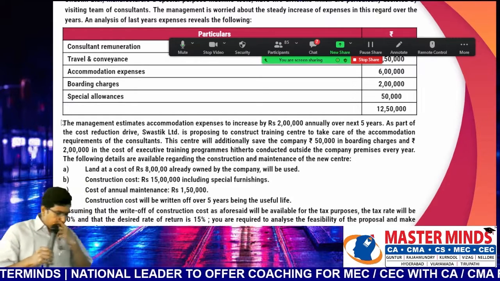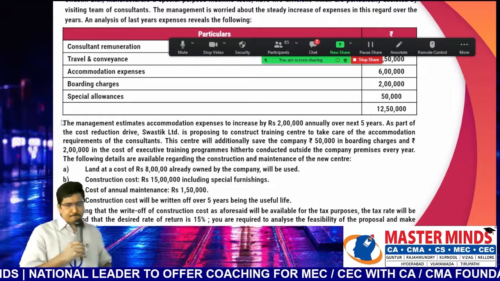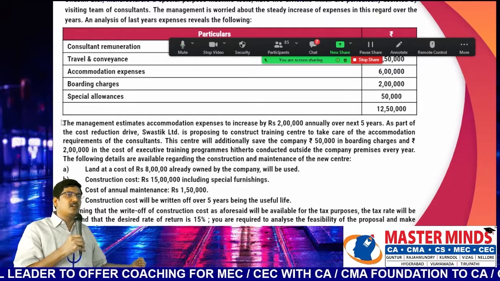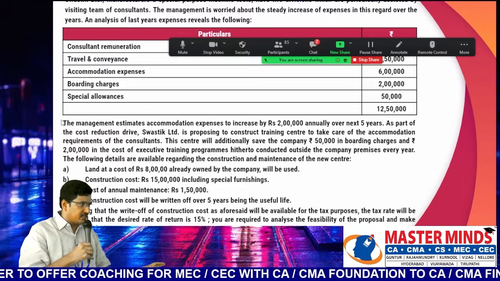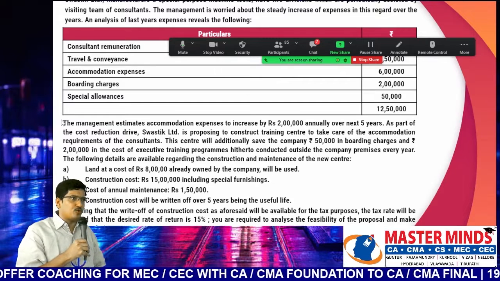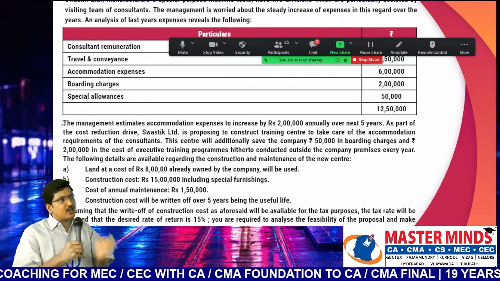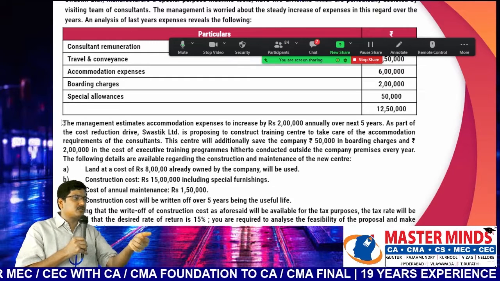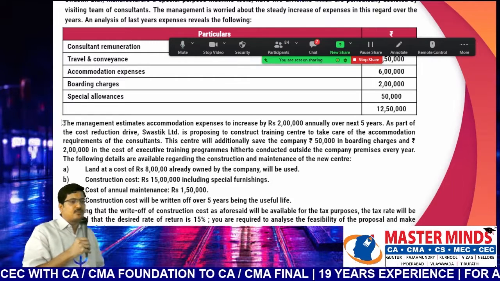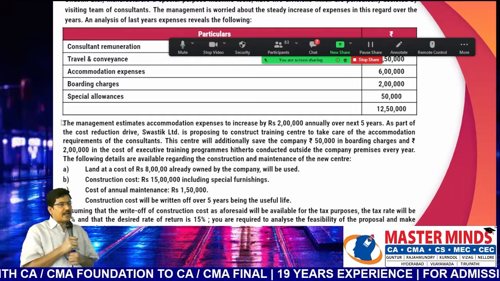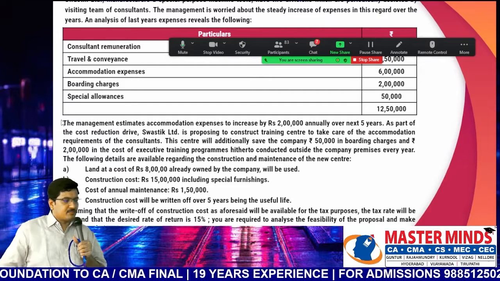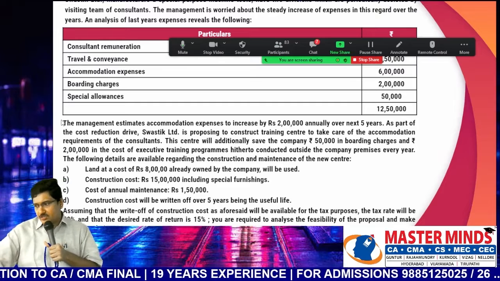Next. Any extra expenses? Yes. Annual maintenance cost. Tell me, if we don't construct this project, is it required to incur maintenance cost? No. So if we construct, the cost is 1.5 lakh; if we don't construct, 0. So what is the extra cost? Consider it. Less: incremental annual maintenance cost. How much is that?